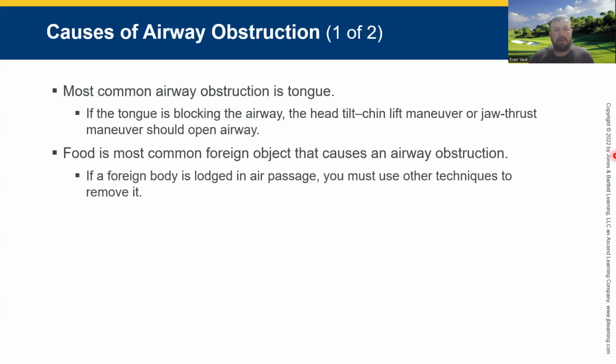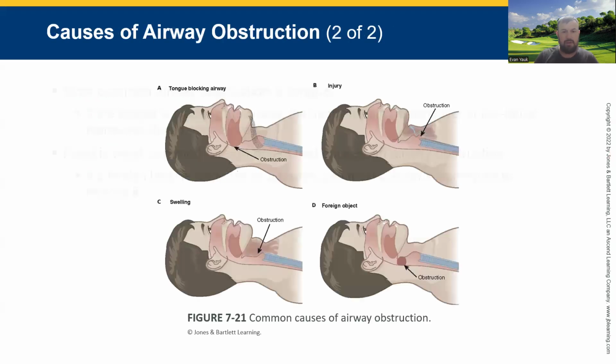Most common airway obstruction is the tongue. That muscle relaxes, falls to the back of the throat. Best technique, jaw thrust for trauma, head tilt chin lift for non-trauma. Food is the most common foreign object to cause obstruction, which we'll talk about choking and how to dislodge that later. Tongue blocking the airway, there's that picture again.